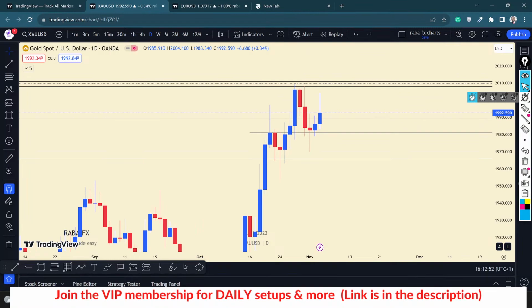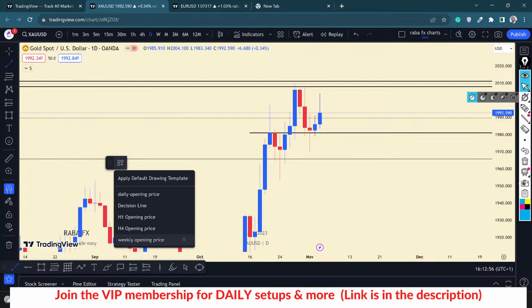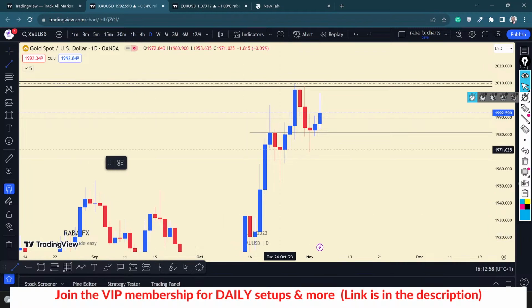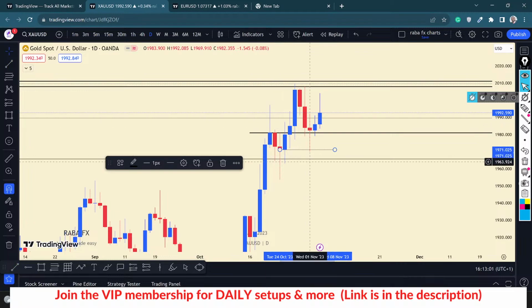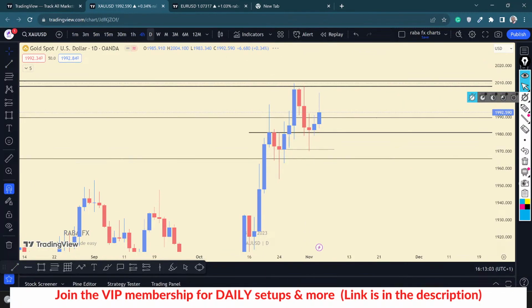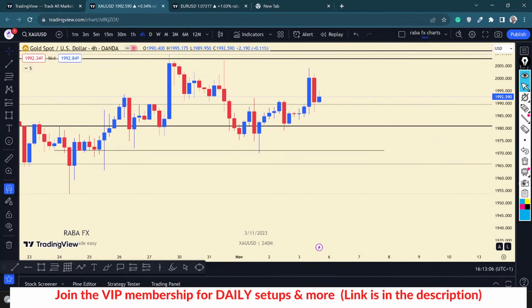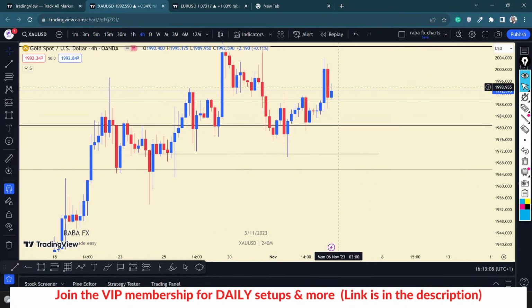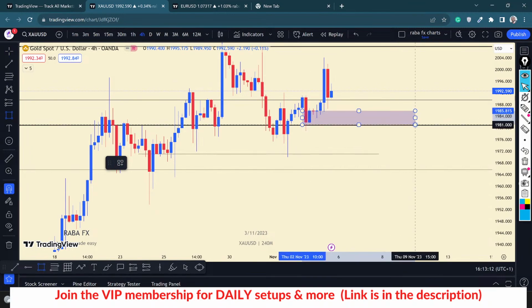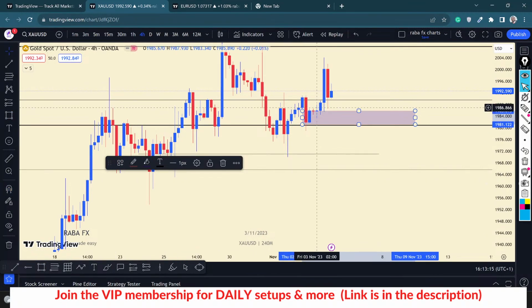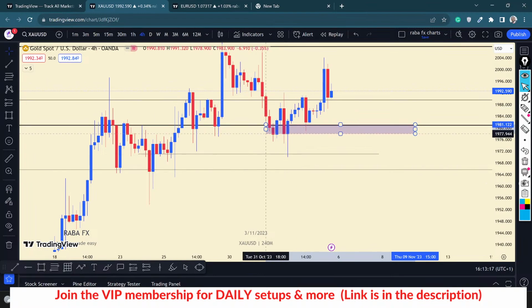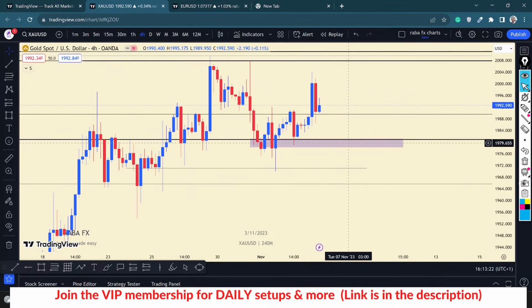So on the daily, we are bullish on this pair. Okay, we bullish the moment we tap in here. So we look for bullish trade setup on the 4 hour, right? So on the 4 hour, once price comes to this level, let me take out this. Once price comes to these levels, this best area, these high probability areas to buy from.